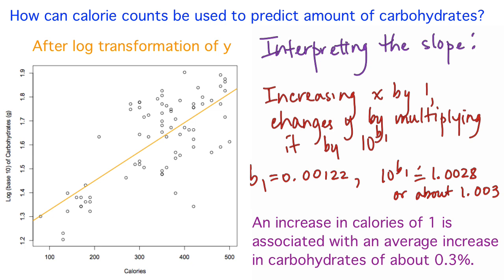Once again, we've seen that the interpretation of log transform variables typically involves talking about changing variables by multiplicative factors. And in this case, that's multiplying our y by 10 raised to the power of the estimated slope.